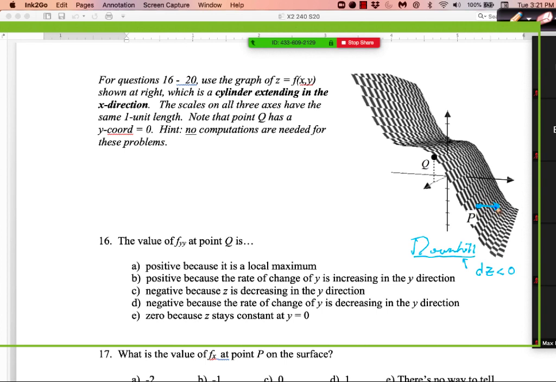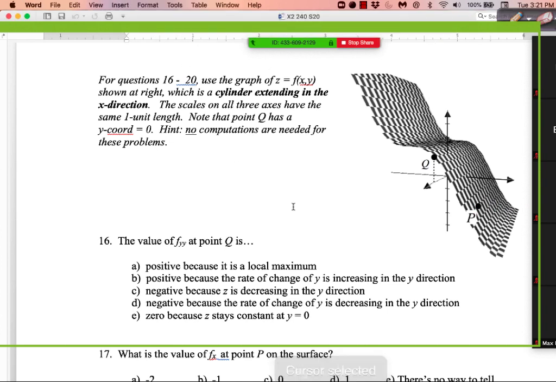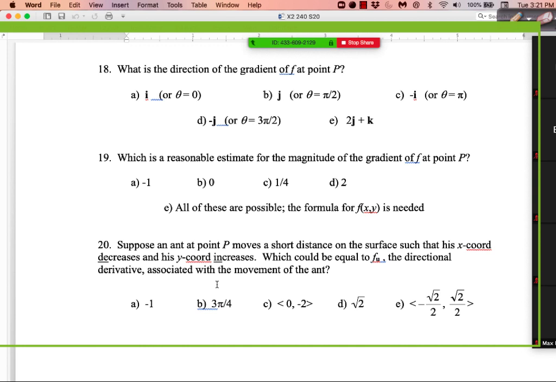The ant's going downhill, so the rate of change would have to be negative. There's only one answer that's negative, right? So which could be equal to the directional derivative associated with the movement of the ant? Only A is a negative value, so that's the answer to that one.